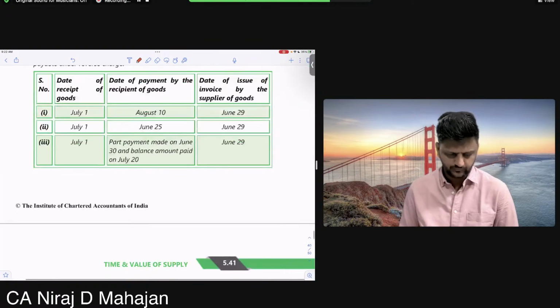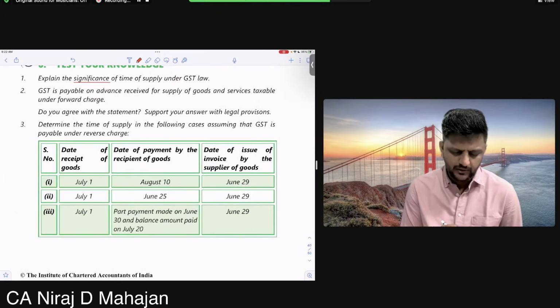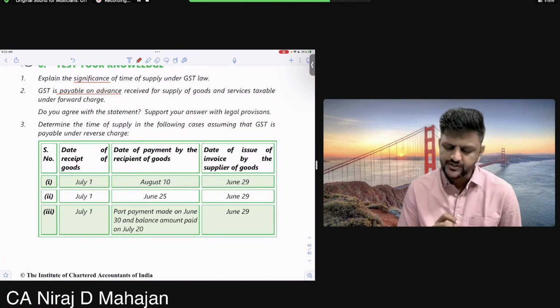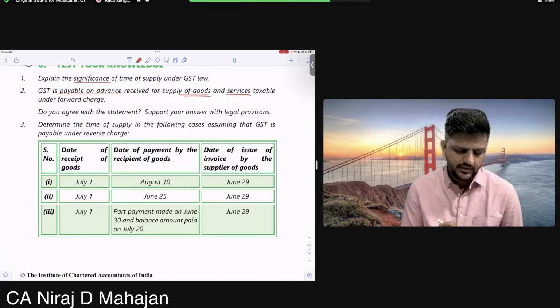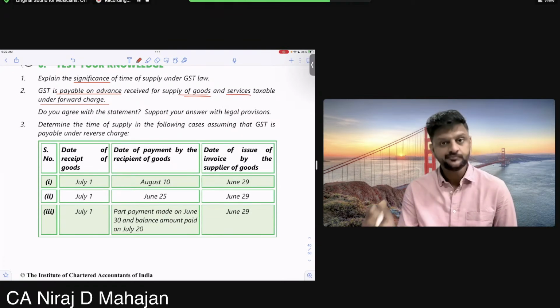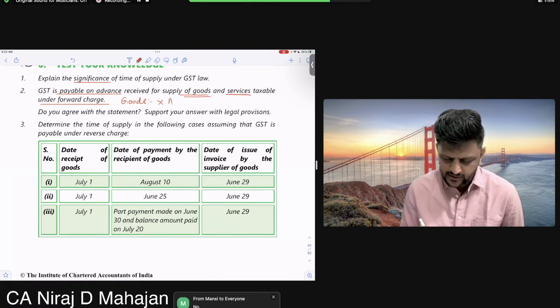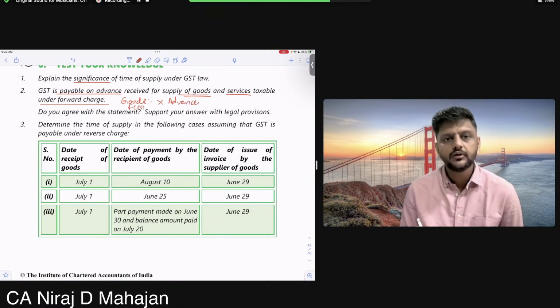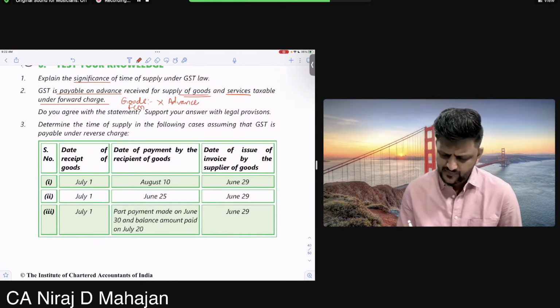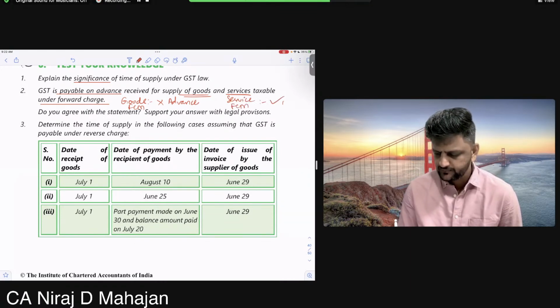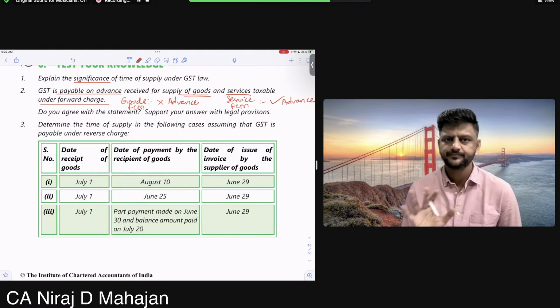Next one, ready? GST is payable on advance receipt for supply of goods and services taxable under forward charge. Do you agree with this statement? No. For goods, it is not payable on advance. I'm writing goods, forward charge mechanism. Agreed? Not on advance. Service, forward charge mechanism: yes, on advance also taxable. That is your time of supply. Yes, till here.